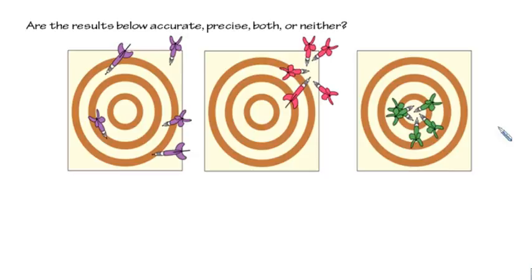Precision has to do with having reproducible data. You run multiple trials and you get the same results each time. That's precise data. This first one is neither accurate nor precise.